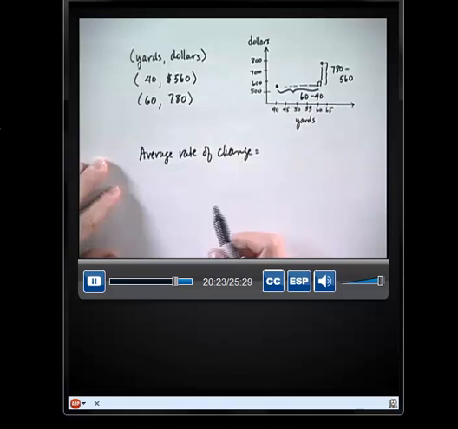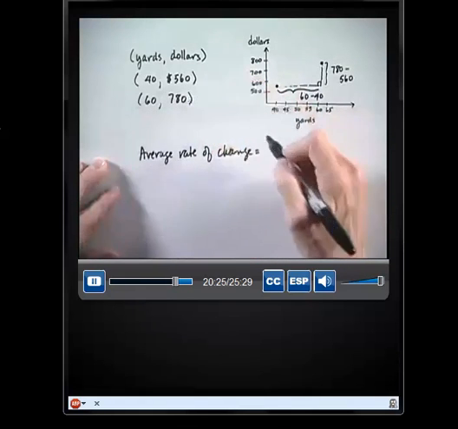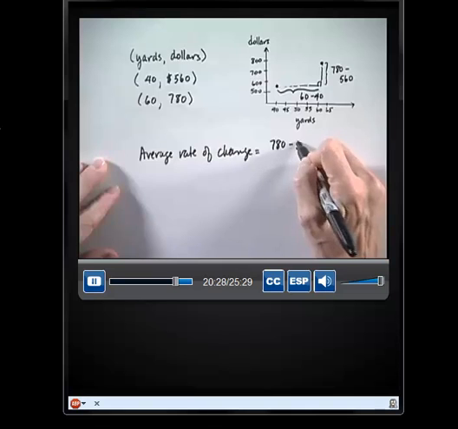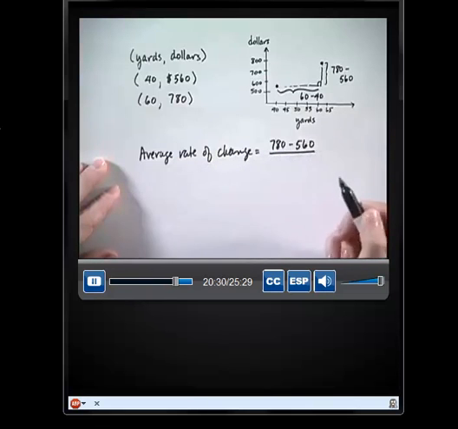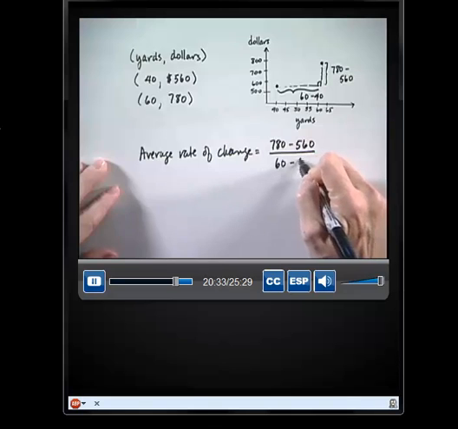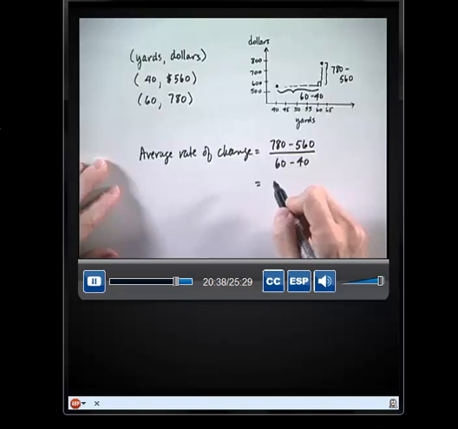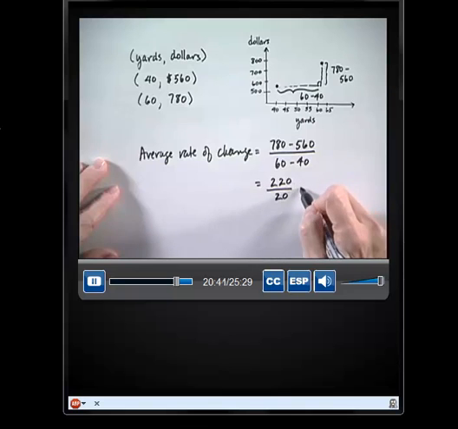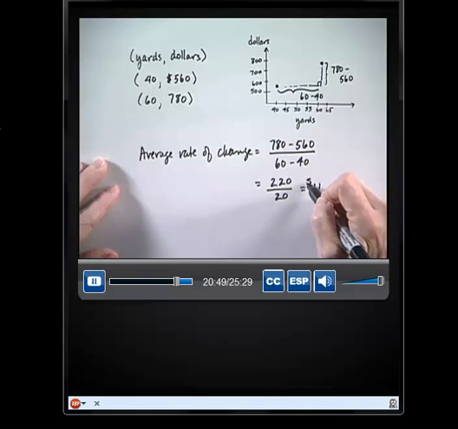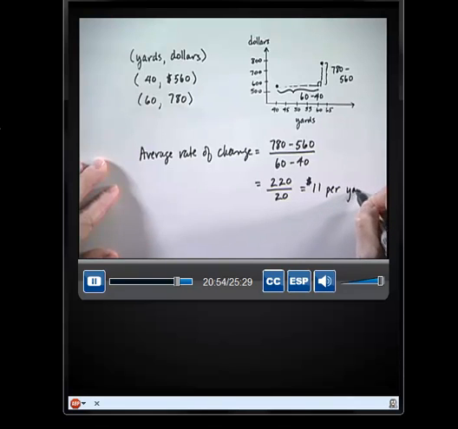If you look back at the formula, what we're going to do is subtract the y-coordinates, 780 minus 560, and put the result over the difference in the x-coordinates subtracted in the same order. Now 780 minus 560 is 220, divided by 20, and if we reduce this, this is 11, and we would attach units to our answer as $11 per yard, or we could write $11 per yard with sort of a fraction bar.